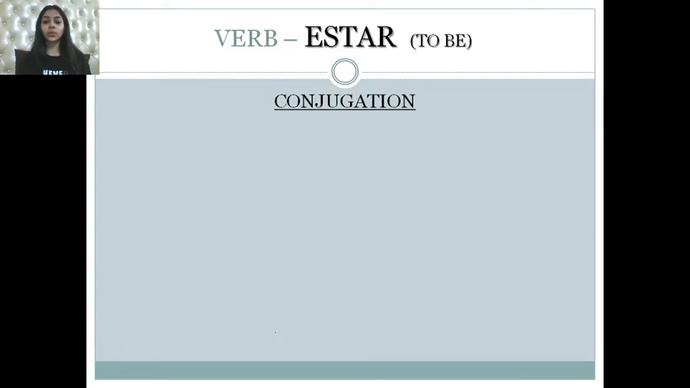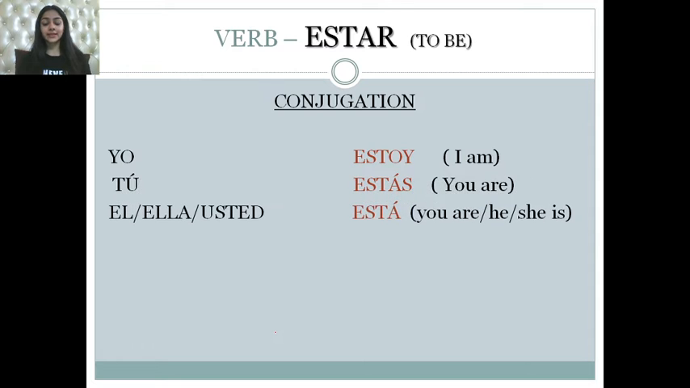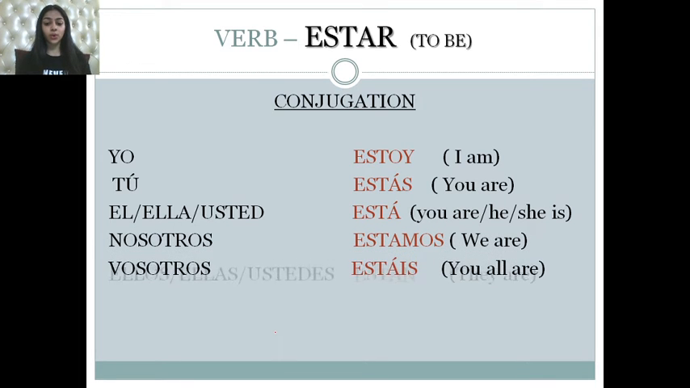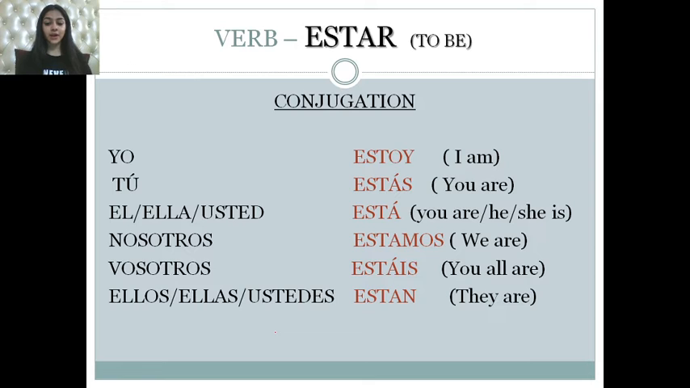Now let's continue with the verb estar again. That also means to be. Let's have a look at the conjugations. Estoy, I am. Estás, you are. Está, you are, he or she is. Estamos, we are. Estáis, you all are. And están is they are.